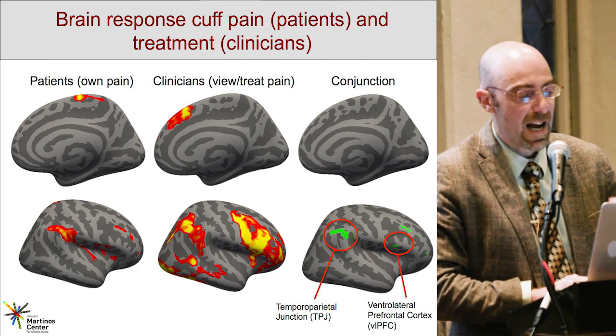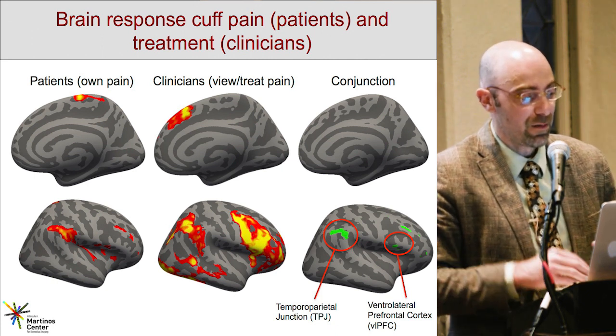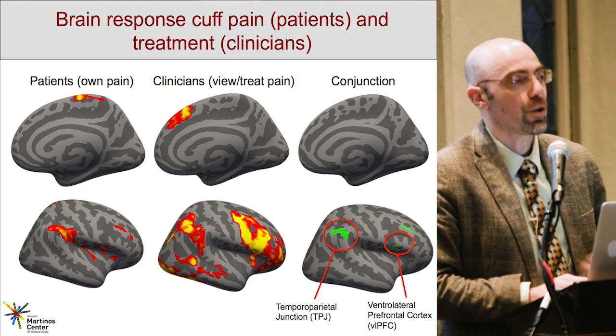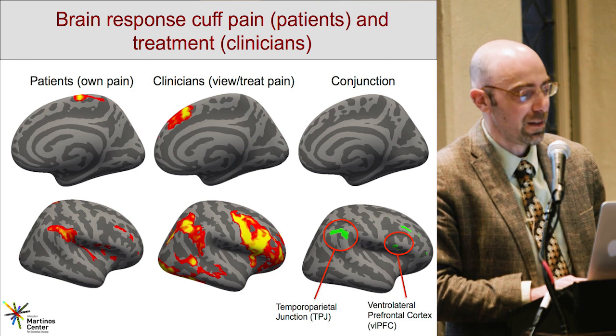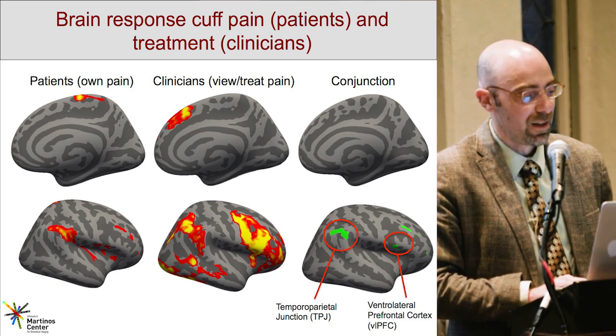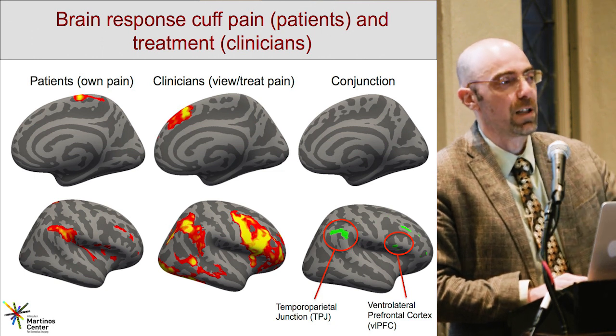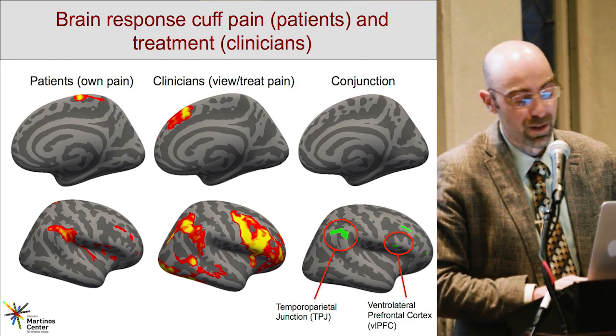This is the brain response in the acupuncturists, in the clinicians. It's huge. It's like the clinicians are not experiencing any pain. They're just watching their patient experience the pain. And the activation that they're seeing in their brains in some ways looks much more robust than the patients who are actually experiencing the pain themselves. I thought that was very interesting.